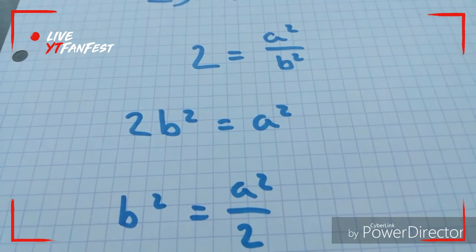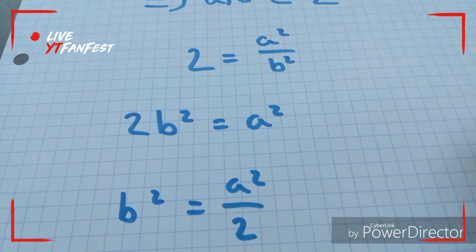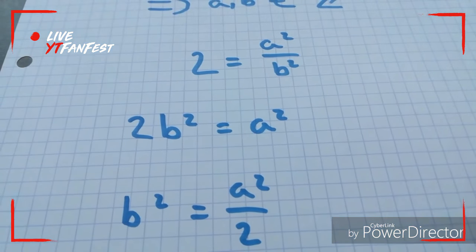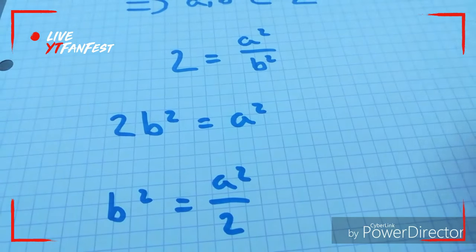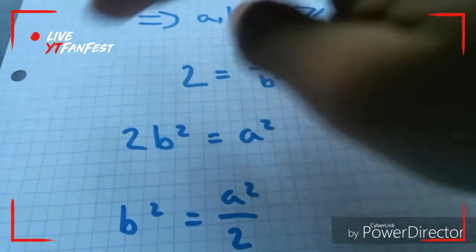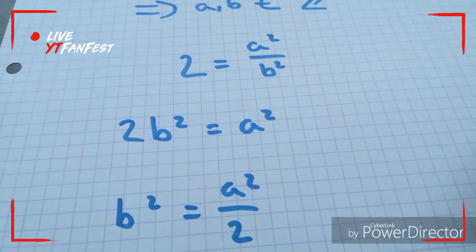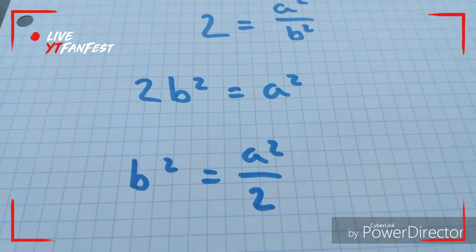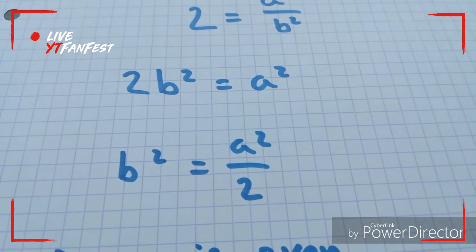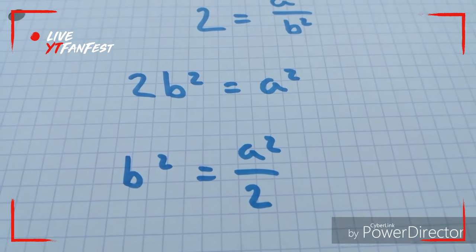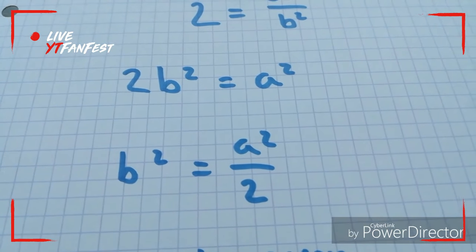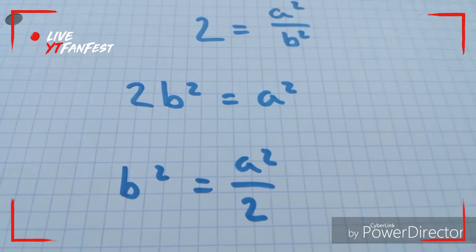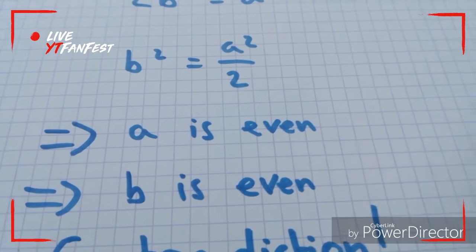So that means a must be even, and if a is even, then b is even, because if this side is even, that means this side must be even. So an even number like b squared, we know it's even, and if we square root it, we would get an even number. So we know a is even and b is even.